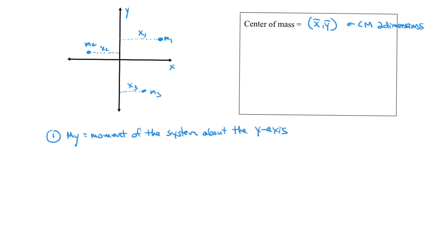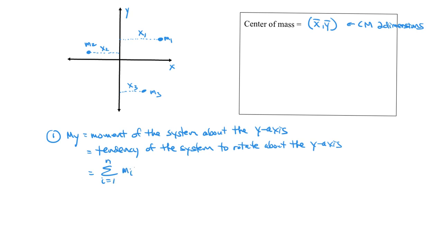So m sub y, moment of the system about the y-axis, just like when we had m sub o, which was the moment of the system about the origin in the one-dimensional case. This is the tendency of the system to rotate about the y-axis. And the formula for this, as you could imagine, is the sum as i goes from 1 to n of m sub i x sub i.